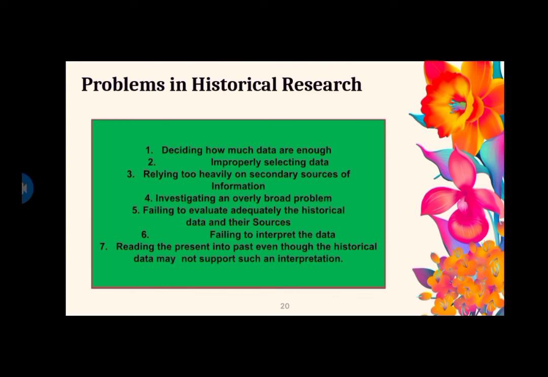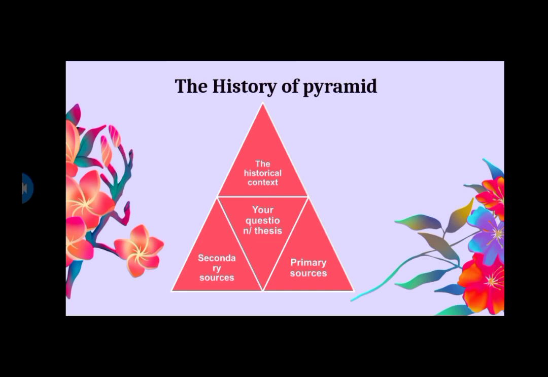In order to explain the process of historical research, I've created something that I call the history pyramid. The history pyramid shows the relationship between your question, thesis, and the historical context, primary evidence, and secondary evidence. Basically, since all historical inquiry begins with a question, with your very strong analytical question about how or why something happened in the past, then you will get the historical context to see what exactly happened.